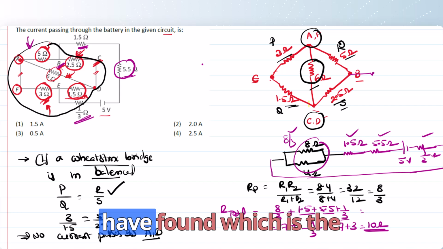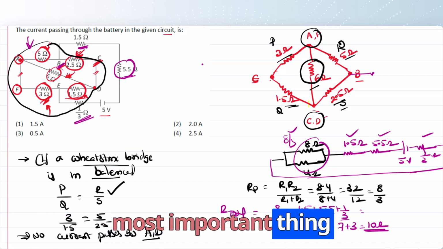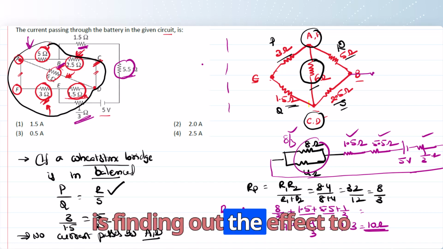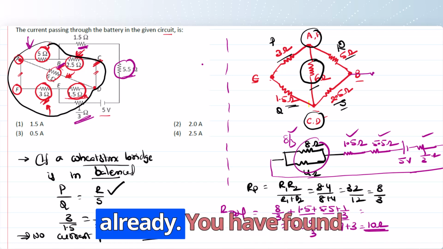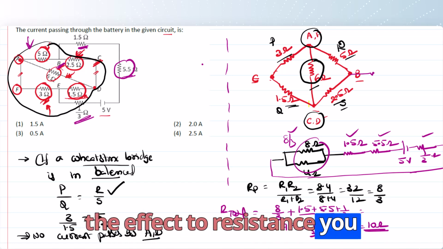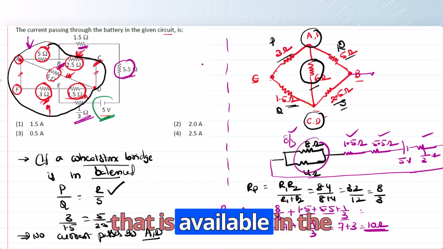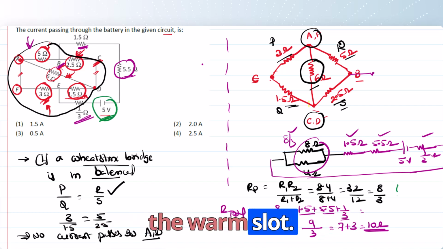So the first thing that we have found, which is the most important thing while solving this problem, is finding out the effective resistance of the circuit. Once you have done that, then the problem is over already. You have found the effective resistance. You know the effective voltage that is available in the circuit. Just apply Ohm's law.